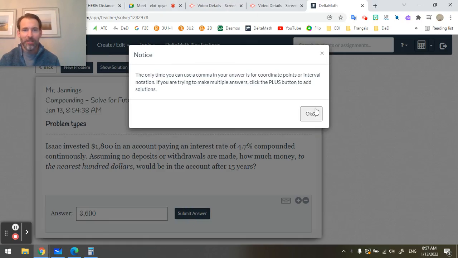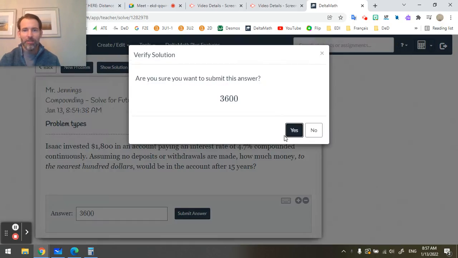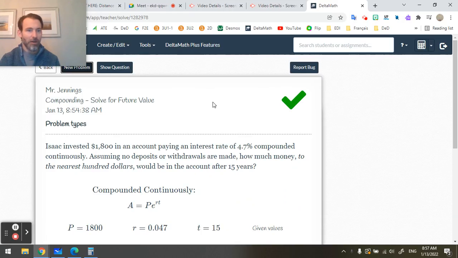Submit answer. Only time you can use a comma, right? So when you're copying from your calculator on your computer, don't forget that commas are only for points in Delta Math. Okay, submit the answer. Let's say yes. Hooray!